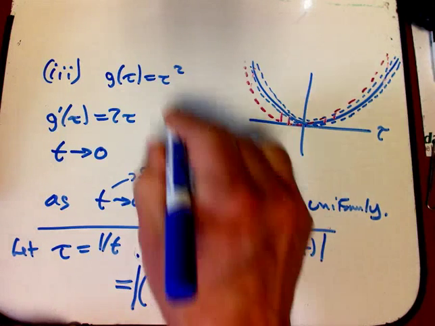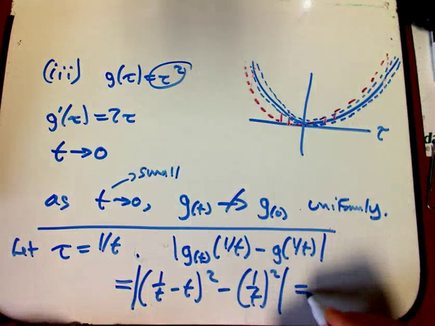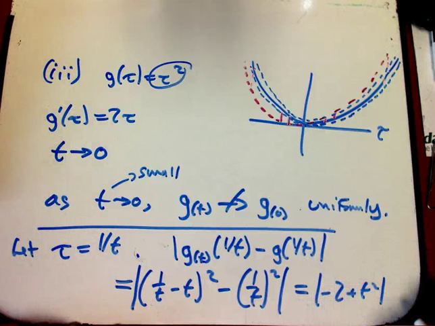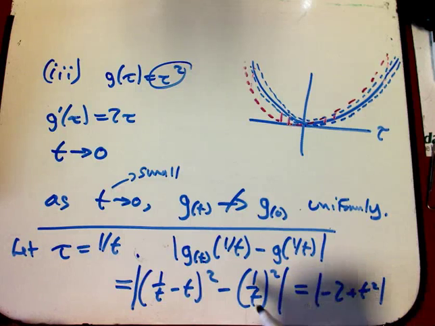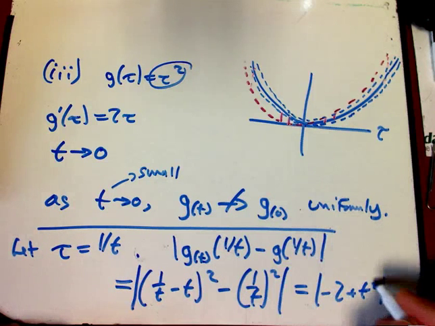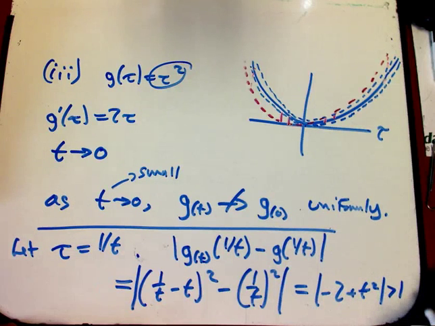Just putting in the definition of the function here. Okay. Tiny bit of algebra, you get minus 2 plus t squared. Okay. And if t is small, and the whole point was that this is supposed to work when t is small, and we're showing that it doesn't, then we can assume that that's less than 1, and so that's greater than 1. Okay, so let's just set that to be your epsilon.